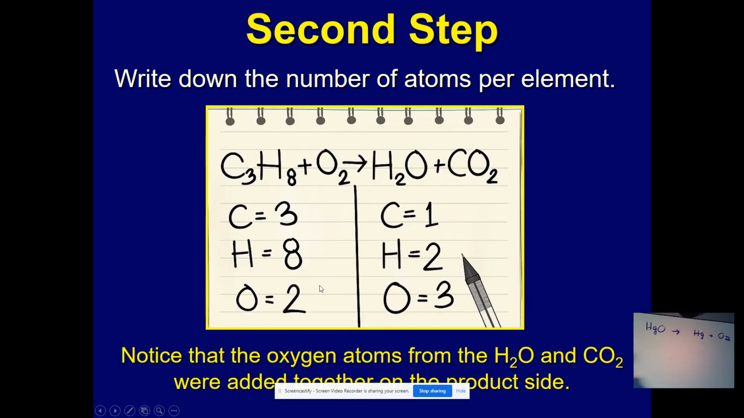Our second step, now we're going to list how much we have just to begin with of each element on our reactant side and our product side. Over here on the reactant side, we have 3 carbon, 8 hydrogen, and 2 oxygen. On our product side, we have 1 carbon, 2 hydrogen, and a total of 3 oxygen. We have 2 here and 1 here, so that equals 3.